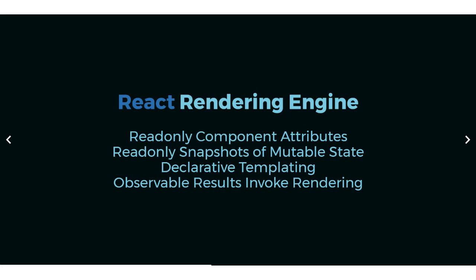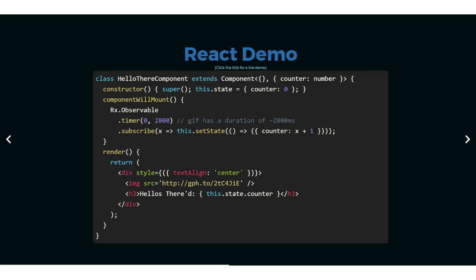So a quick React demo, just to describe how we would use an observable to generate a re-rendering of a React component. Here we have a timer that fires every 2.8 seconds. And every time that timer fires, we update the React component state by incrementing the counter, which is our actual state, as we can see in the constructor.